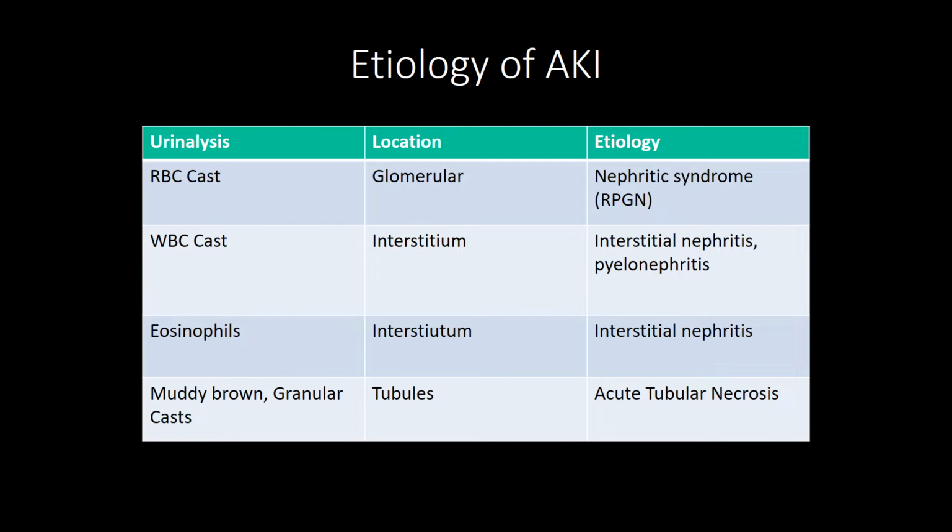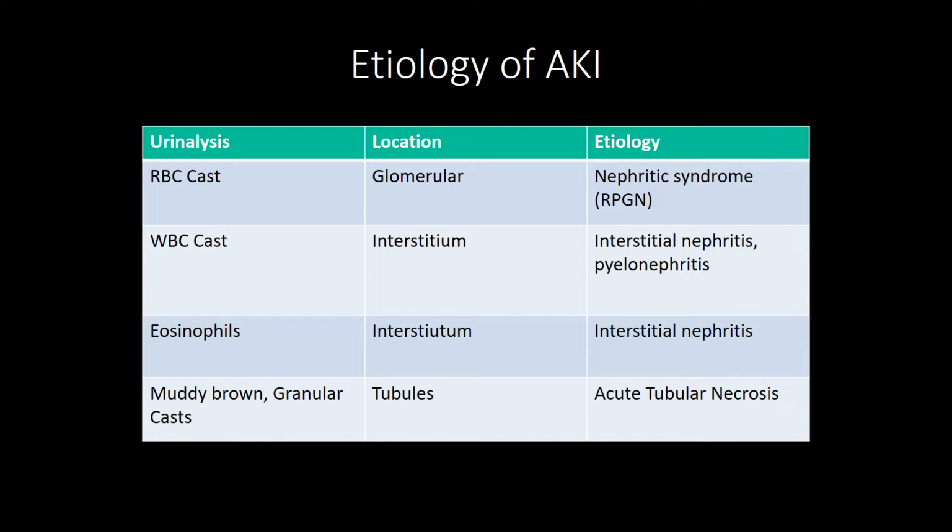Nephrotic syndrome is greater than 3 grams of proteinuria a day, whereas nephritic syndrome is recognized by microscopic hematuria. Both have edema and variable presentations. So correlating with the table, red blood cell casts, think nephritic syndrome, and the two big ones are rapidly progressive glomerulonephritis, or RPGN, and post-streptococcal glomerulonephritis.